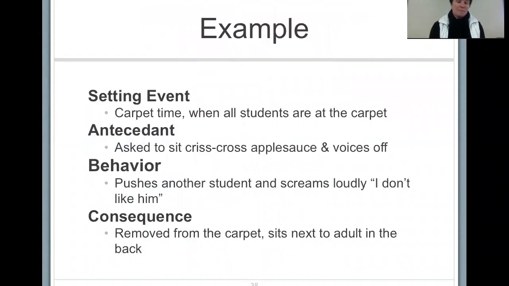Here's an example. A setting event might be carpet time, when all students are at the carpet. The antecedent may be when a student is asked to sit crisscross applesauce and have their voices off. The behavior could be pushes another student and screams loudly, "I don't like him." And the consequence is being removed from the carpet, sitting next to the adult in the back. For a student who wants adult attention, this behavior works very well for them.